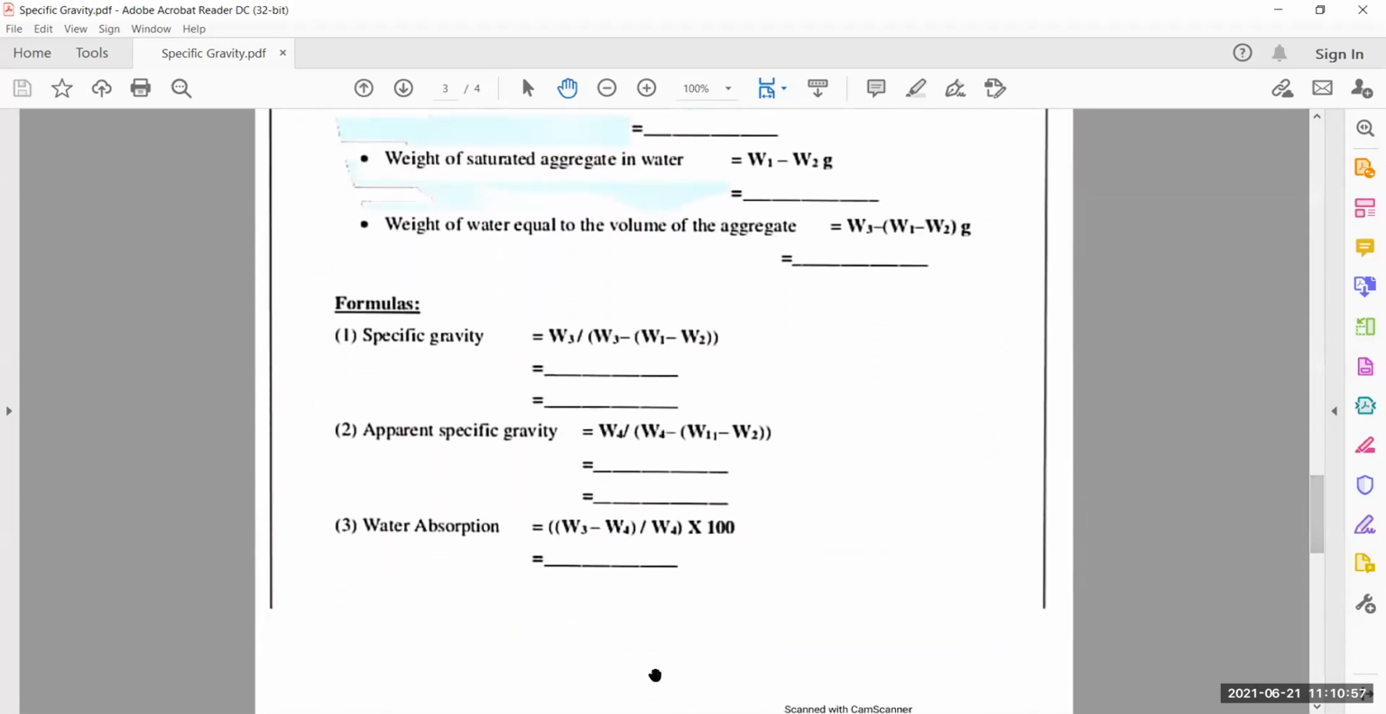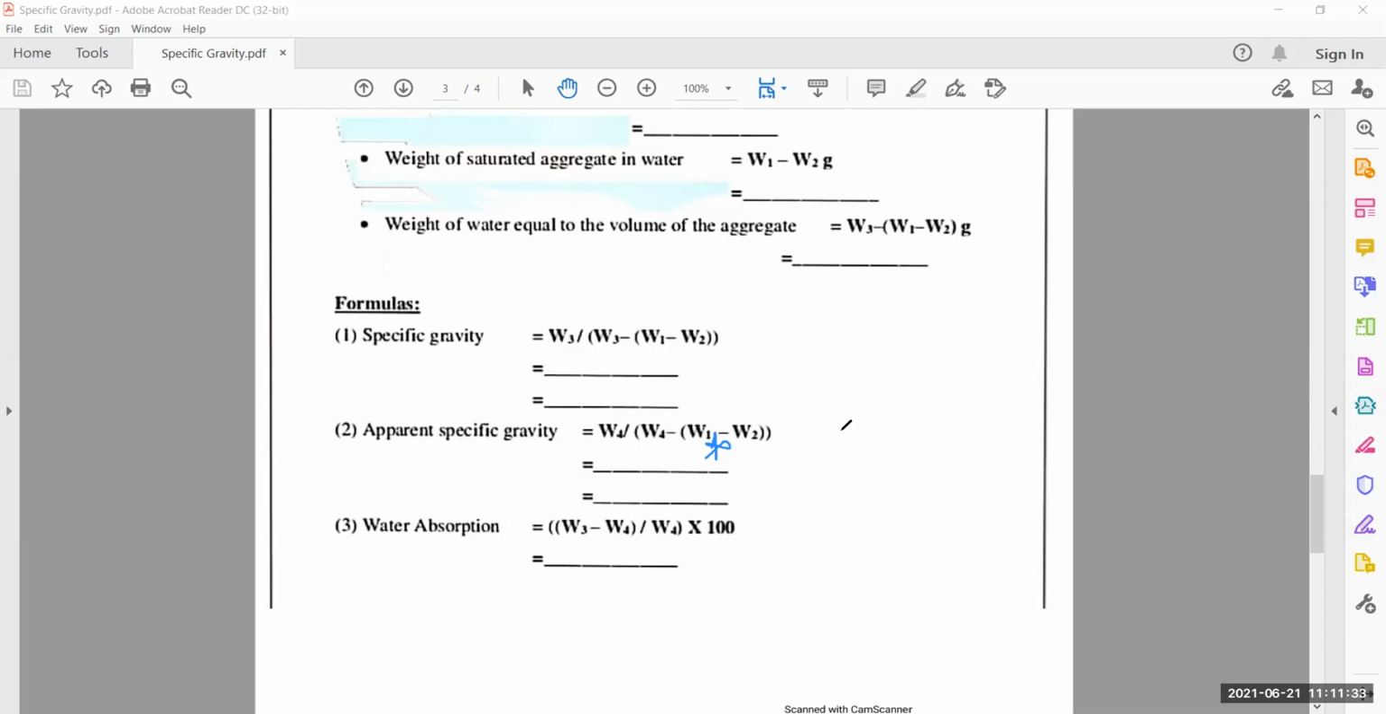I define all these formulas. Specific gravity is equal to W3 by W3 minus W1 minus W2. Apparent specific gravity is equal to W4 by W4 minus W1 minus W2. And water absorption is equal to W3 minus W4 by W4 into 100.